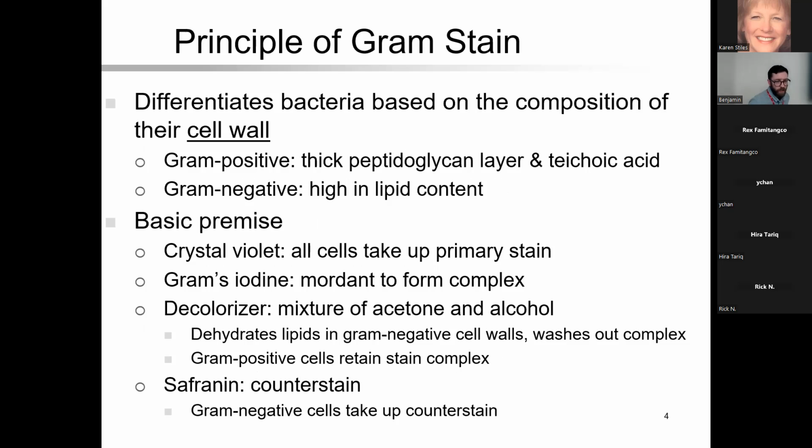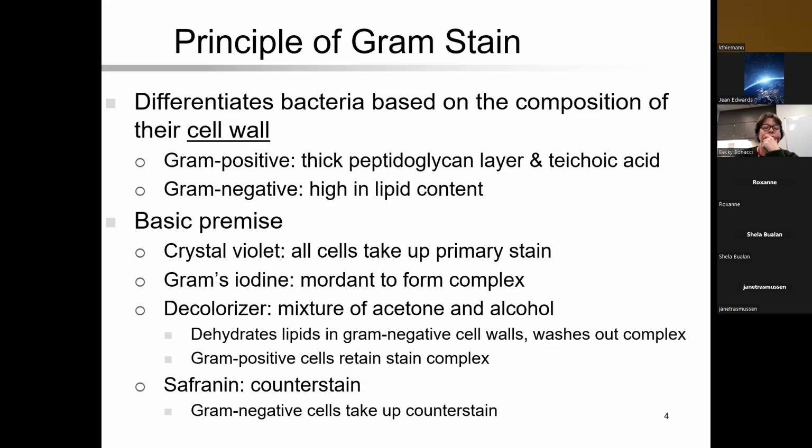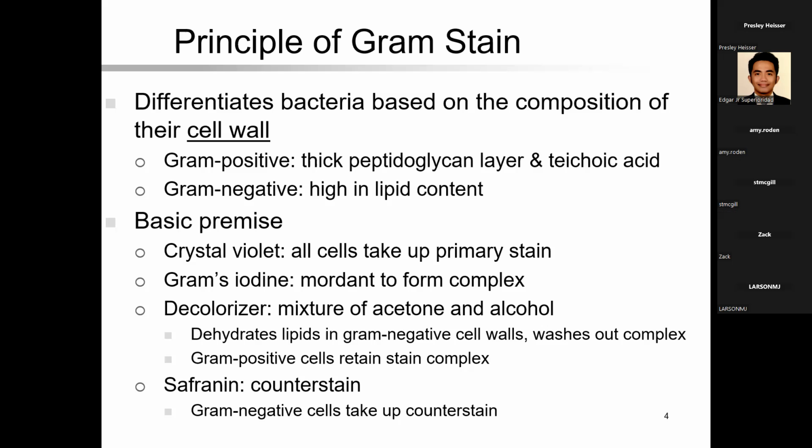So the Gram stain, we differentiate bacteria based on the composition of the cell wall. Our gram-positive bacteria have a thick peptidoglycan layer that really holds on to that crystal violet and the Gram's iodine, which forms a complex in the cell wall. Gram-negative bacteria, high in lipid content, have an outer membrane, which when decolorized washes out that complex, so they actually have more room to take up the counterstain, which is why they appear to us pink.